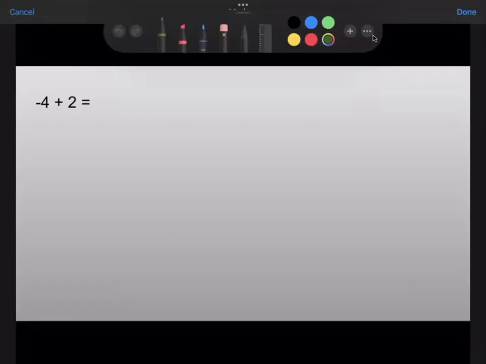Okay, here is the first one that we are going to do together. This is going to be adding -4 plus 2. So I'm going to show you 3 different ways that we can do this or think about this. The first one is going to be to draw some pictures. So I'm going to rewrite the problem here in the middle of the screen just so I have a little bit more room to write.